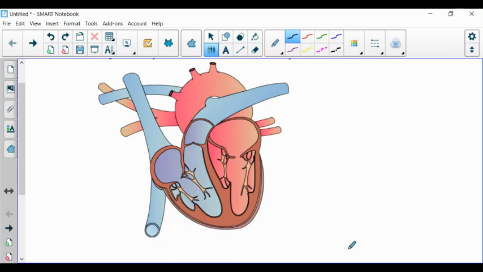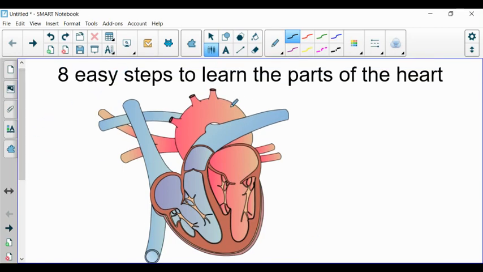Hi everyone, this is a quick video explaining how to name all the parts of the heart, and how to memorize them in 8 easy steps. So take note, when you look at the heart, we are looking at it as if you're looking from your vantage point. Example, this side over here will be called, instead of left, the right side, and here it's the left side. It's as if you're looking at your own heart.